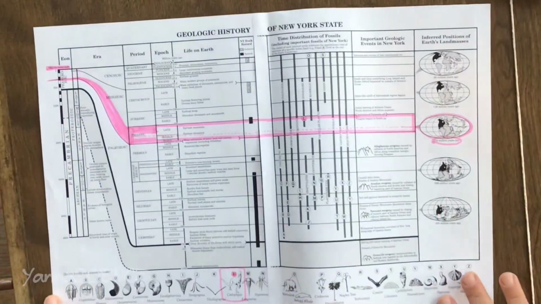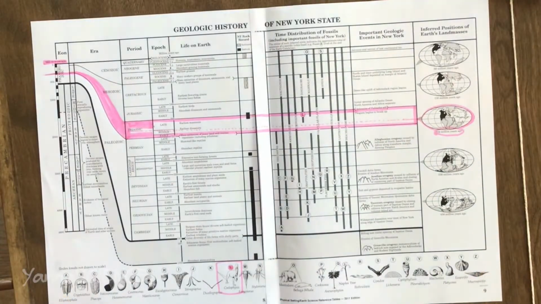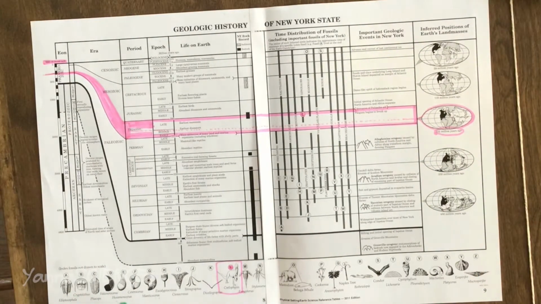So let's pretend that we have a fossil. Let's take one from the bottom. All of these on the bottom here are index fossils. That means that they were very, very common, but only for an extremely short period of time. So for example, here's this dinosaur. I do not know how to say its name properly.